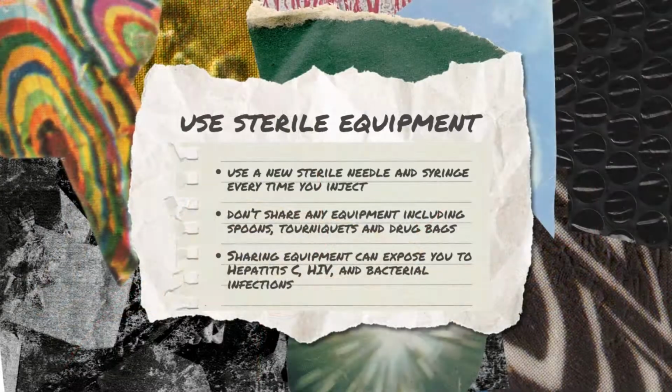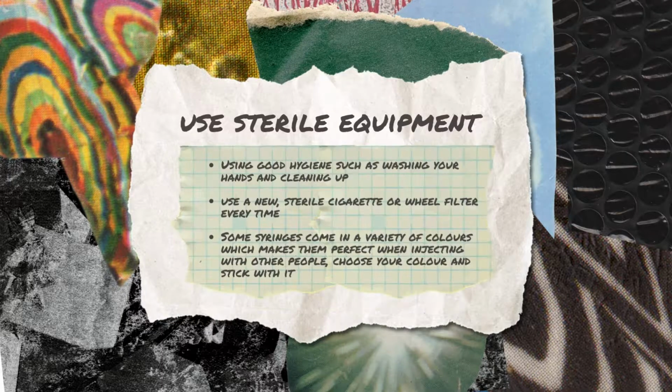As discussed, it is very important to ensure you use a new sterile needle and syringe every time you inject. It's equally important that you don't share any equipment, including spoons, tourniquets, and drug bags. Sharing equipment can expose you to blood-borne viruses such as hepatitis C and HIV, and it also increases the risk of bacterial infections. Use good hygiene, such as washing your hands and cleaning not only the site you inject into, but also the table or space you are using to mix up and prepare your drug mix.